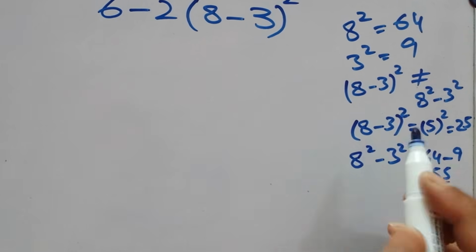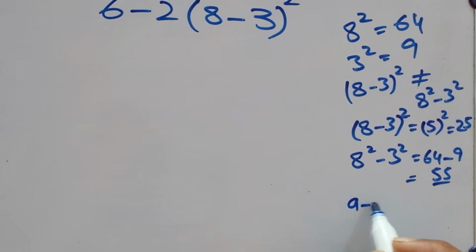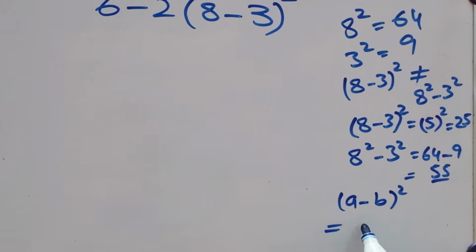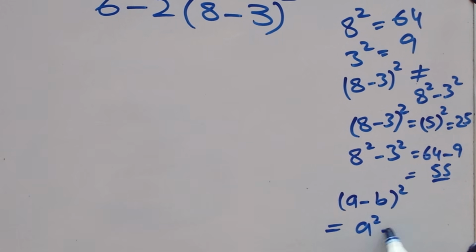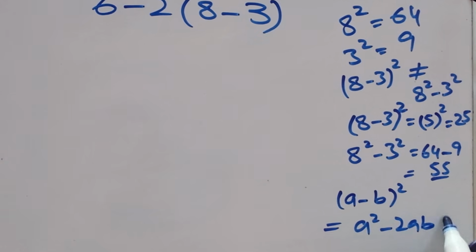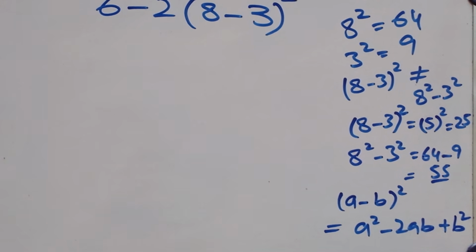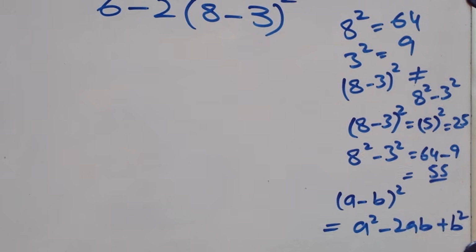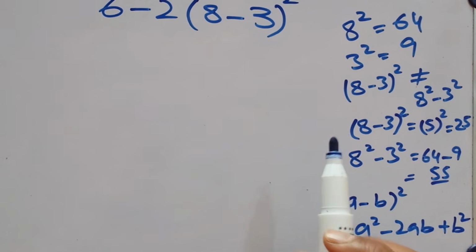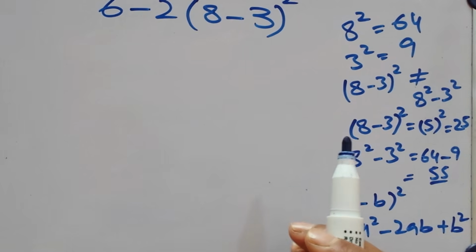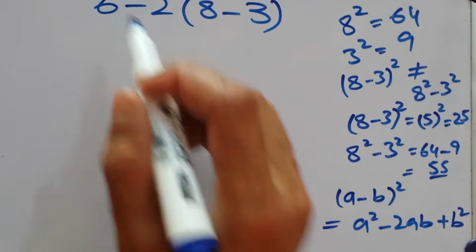The correct rule is (a minus b) whole squared equals a squared minus 2ab plus b squared, right? So that's why you cannot just square 8 and 3 separately and subtract when they are inside a squared bracket.